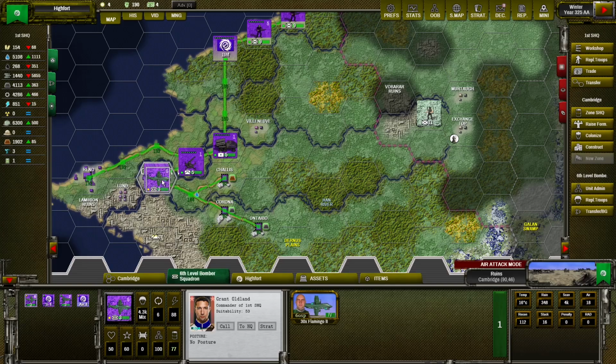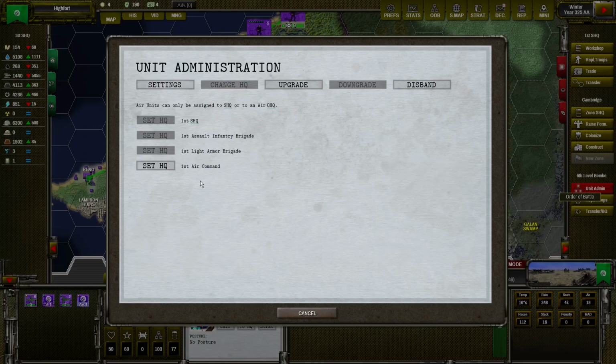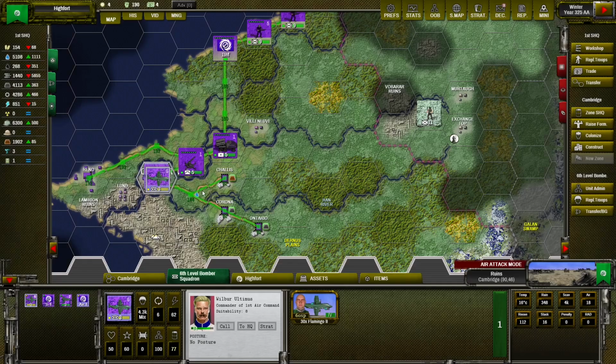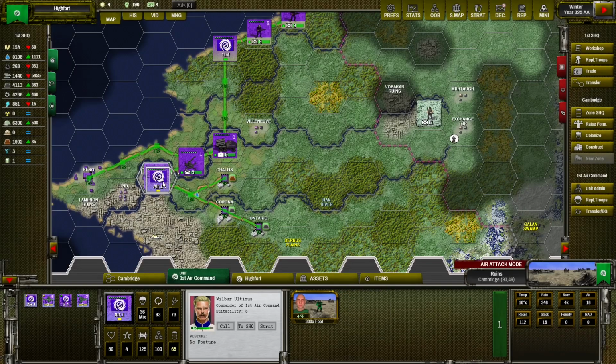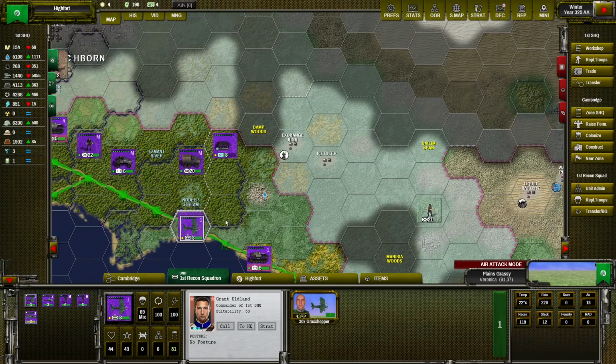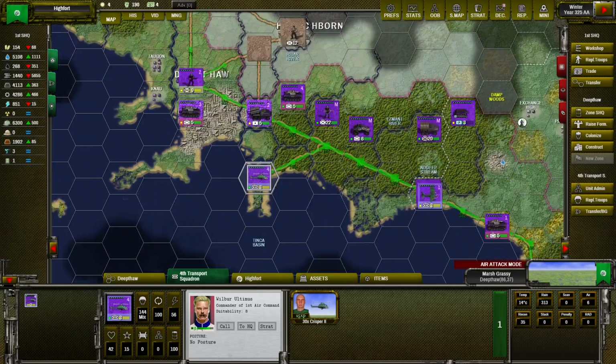So we select our unit, go to unit administration, change headquarter, and now you can see this first option, air command. So we assign a unit. We can assign up to 8 units in this mode. It's similar to auxiliary units, but normally we have a limit of only 2, and in case of air units we can assign 8 units. I can assign all of my units to the air command, including helicopters. So everyone now is assigned.